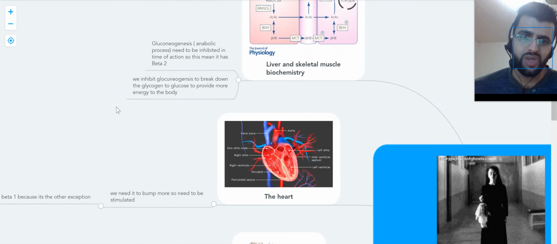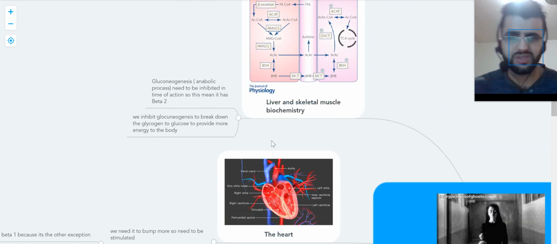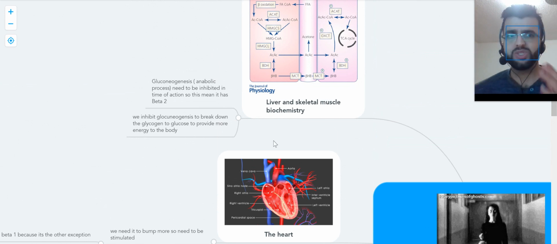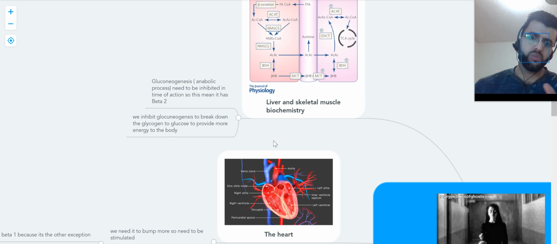Okay, and the liver and skeletal muscle, it's a store for glycogen. There are two biochemical mechanisms going on inside. One's called gluconeogenesis, which transfers sugar to more complex molecules that I can't use. And the other, glycogenolysis, is the one that breaks down the glycogen to glucose. So at that time, I need to inhibit the gluconeogenesis so that the glycogenolysis proceeds and gives me more glucose. So that's why liver and skeletal muscle have beta 2, because they need to be inhibited.